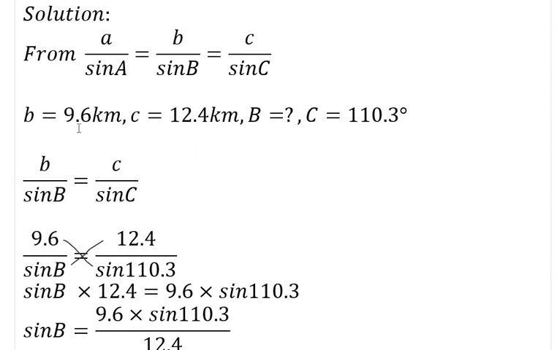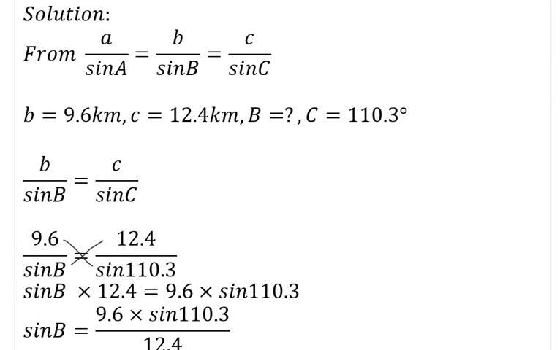So what's our small letter b? 9.6. Look at it. Place it here. What's our capital letter B? That's what we don't know. So we have sine B. What's our small letter c? 12.4. And our capital letter C is 110.3 degrees. Awesome. So we cross multiply so that our sine B will multiply 12.4, and the 9.6 that we have here we multiply by sine 110.3. Beautiful.